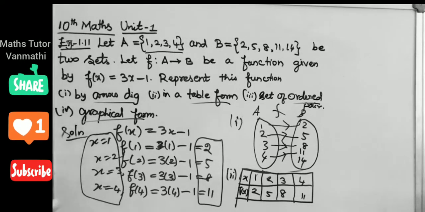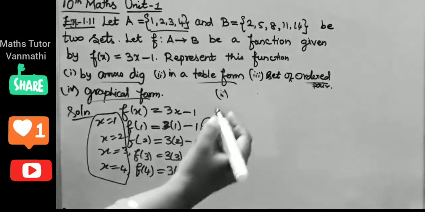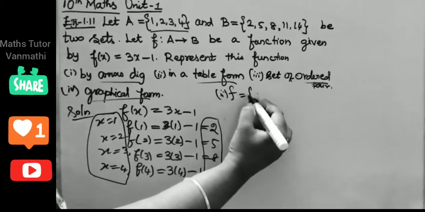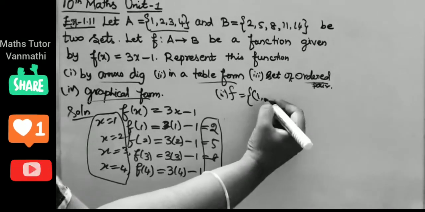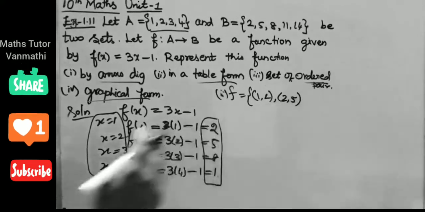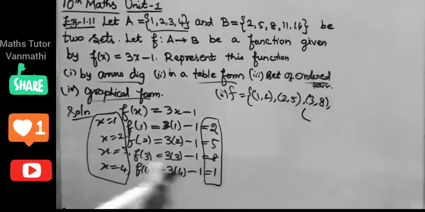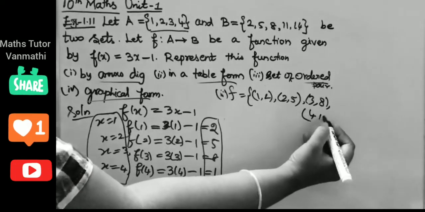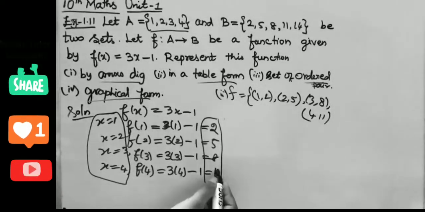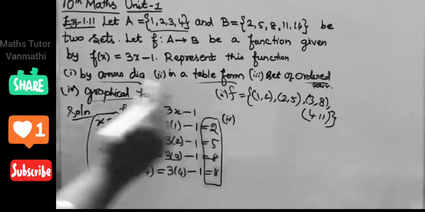So next we can represent this in ordered pairs and graphical form. Ordered pairs can be represented as f is equal to {(1, 2), (2, 5), (3, 8), (4, 11)}. Clear? Next we can represent it in graphical form.